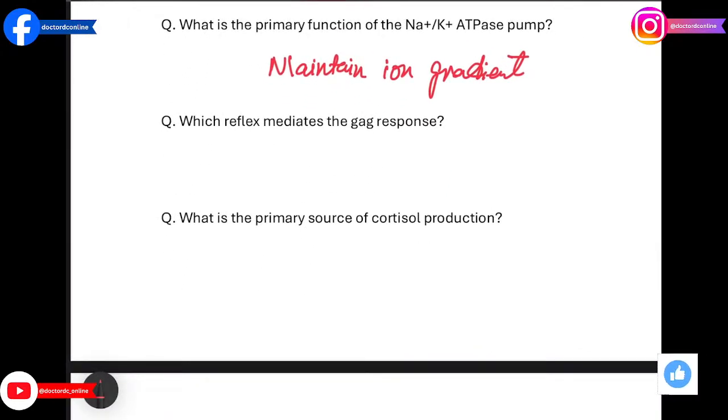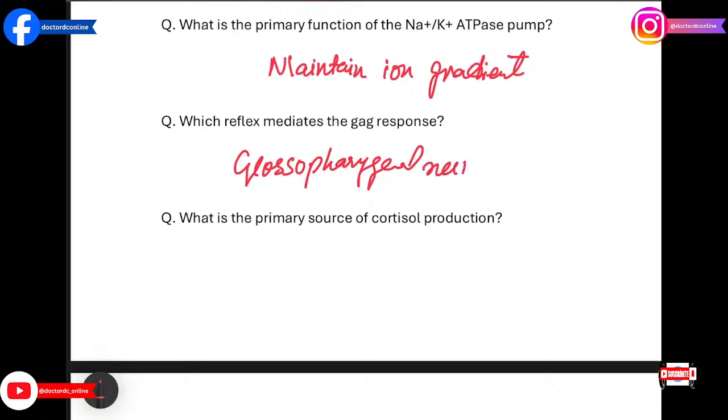The next question is which reflex mediates the gag response. Glossopharyngeal nerve, CN 9. It senses pharyngeal stimulation, triggering reflex contraction.